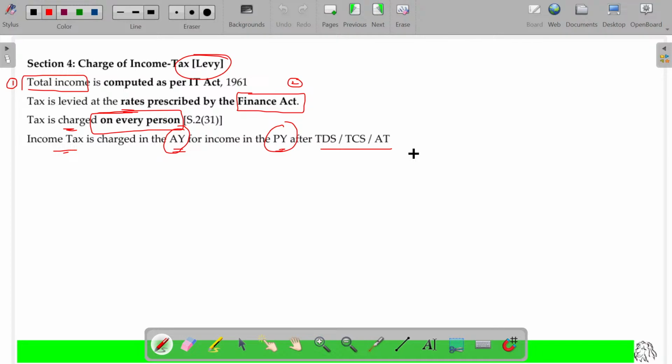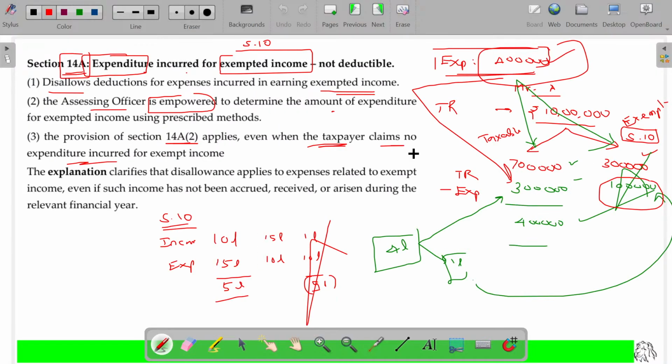Right. And income tax is charged in the assessment year for the income earned in the previous year, after deducting 3 items: TDS, TCS, and advance tax. Section 14A, exempted income. If income is exempted, any expenditure incurred for that is also not considered for deductions. If you claim that you have not spent anything, the assessing officer will come for a reasonable valuation of the exempted portions, and that will be disqualified from being deductible.